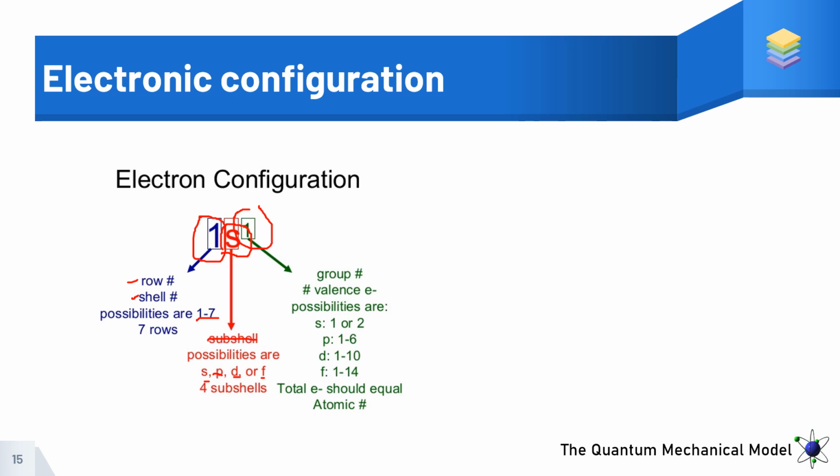For s, the maximum number of electrons is 2. For p orbital, the maximum number of electrons is 6. For d orbital, the maximum number of electrons is 10. And for f orbital, the maximum number of electrons is 14.